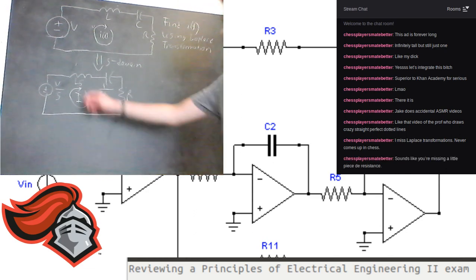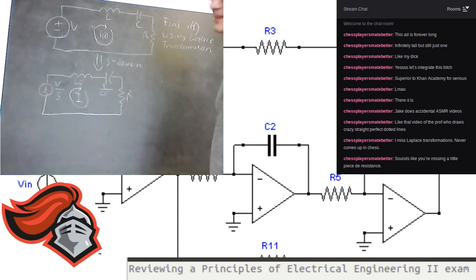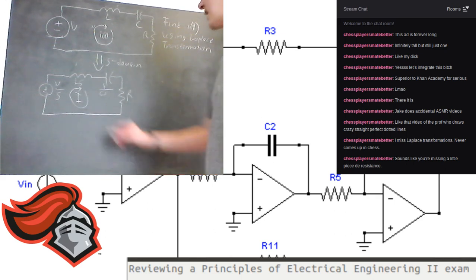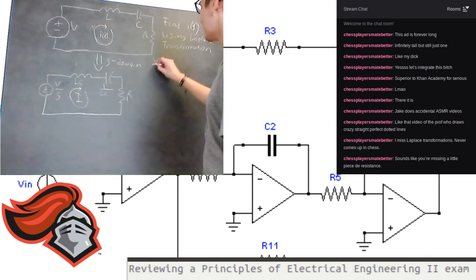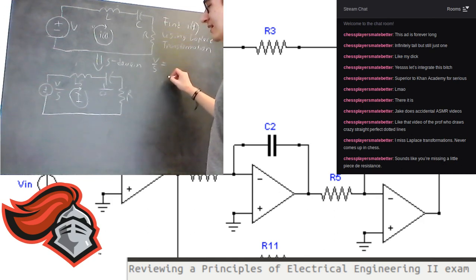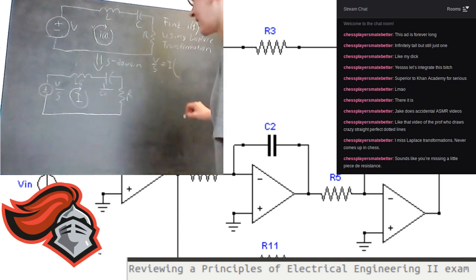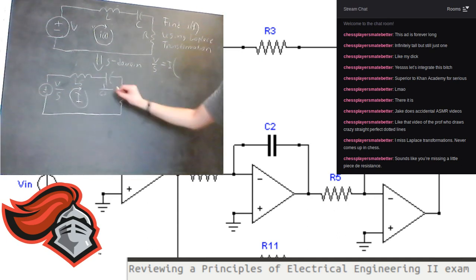So we have this Laplacian current going through, and all we need is an expression for the current. So if we just use Kirchhoff's current law, we see that V over S equals I times the impedances of all these elements.